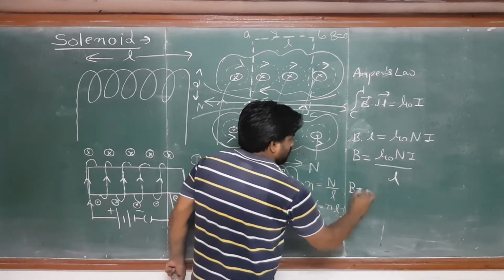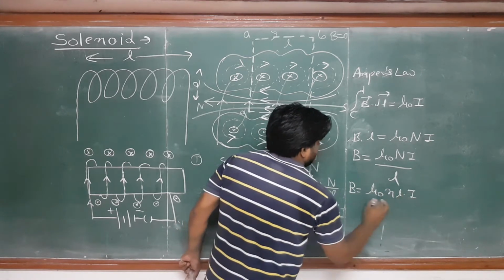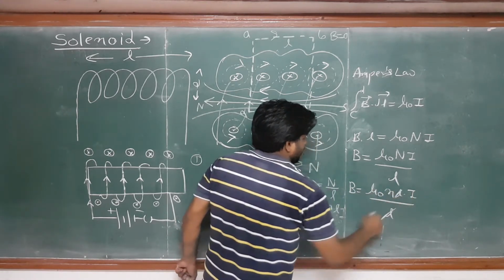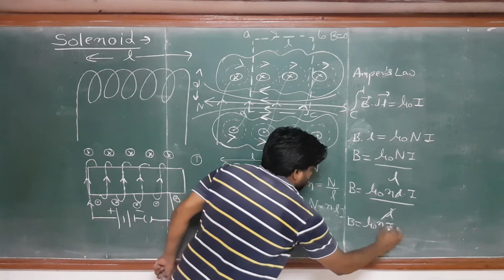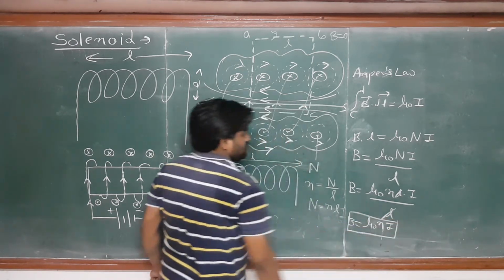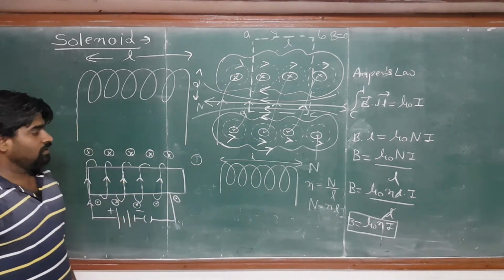You will write mu 0 n L times I by L. So these L's cancel. So B is equal to mu 0 n I. So this is the magnetic field due to the solenoid, right?